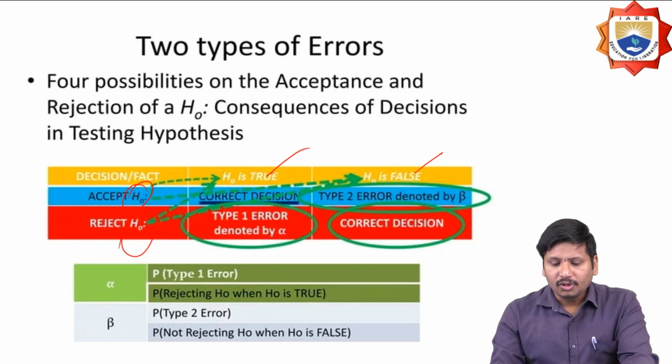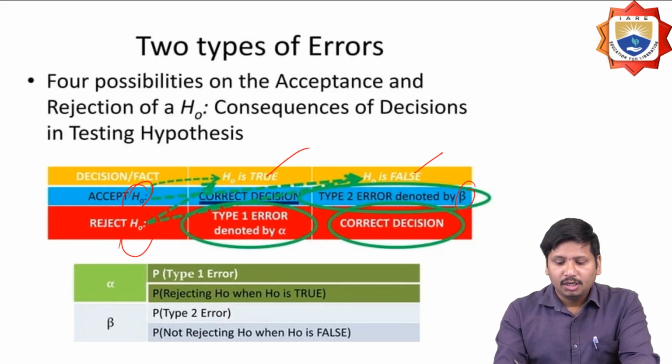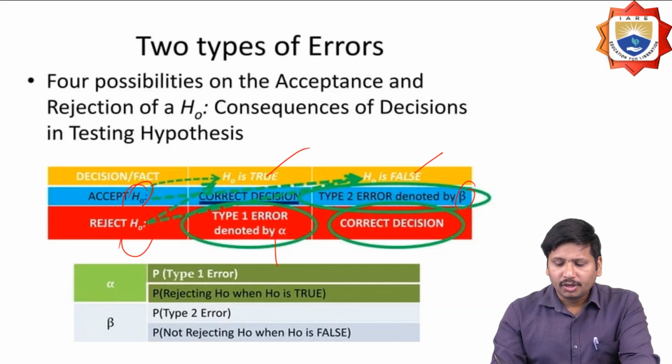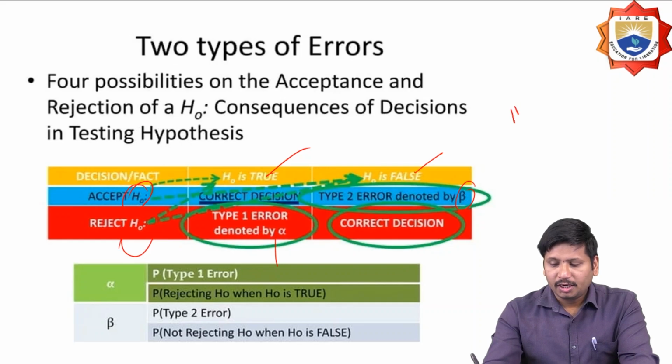If H naught is false and I still accept it, that becomes the type 2 error, denoted by beta here. Suppose the initial decision is to accept, but the outcome should have been rejecting H0, then I get a type 1 error. So whatever decision I make that is correct, if initially I made an assumption H0 and it holds, then that is a correct decision. Okay, so initially I make an assumption like H0, right?